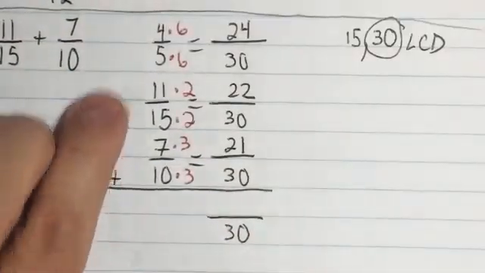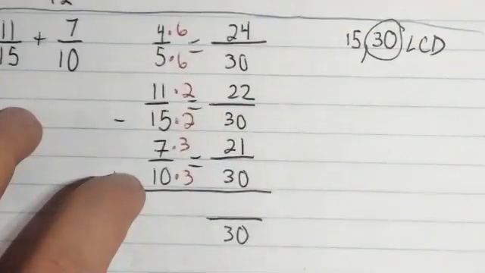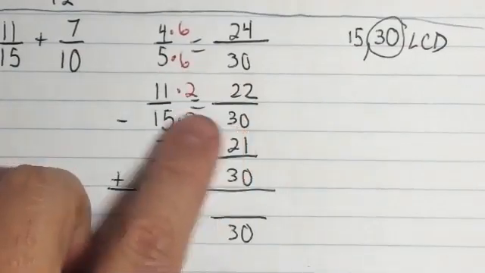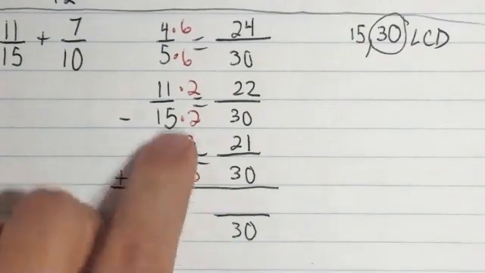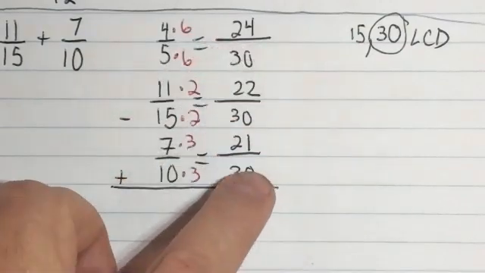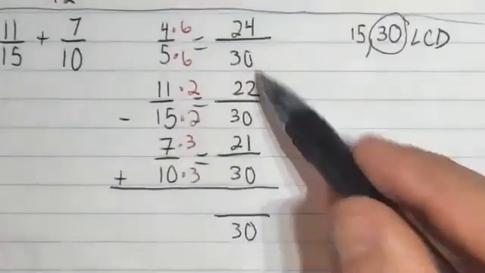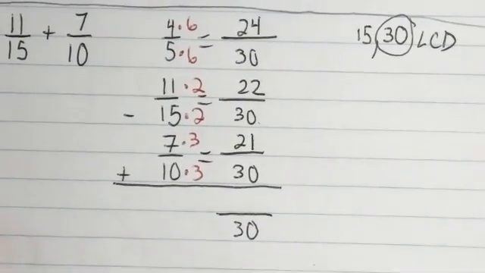Hopefully you understand, guys, what we're doing here. These fractions look different, but they really are still the same. Because 24 over 30 reduces to 4 over 5. 22 over 30 reduces to 11 over 15. 21 over 30 will reduce to 7 over 10. So the fractions really haven't changed. Just the way they appear now is a little bit different. And they're all with a denominator of 30. So now I can add and subtract them.